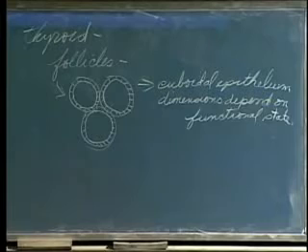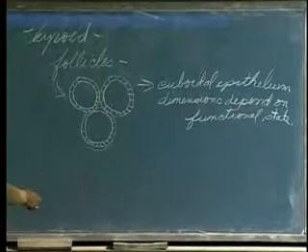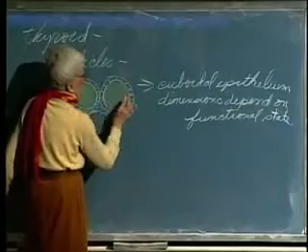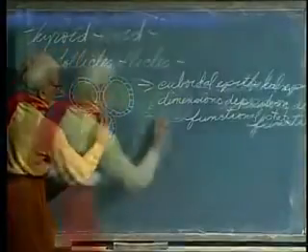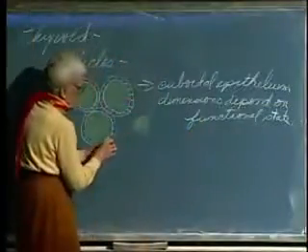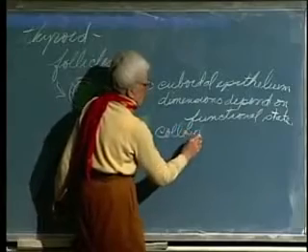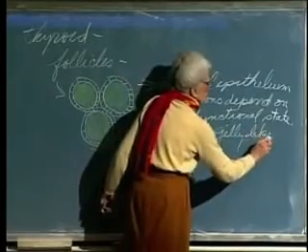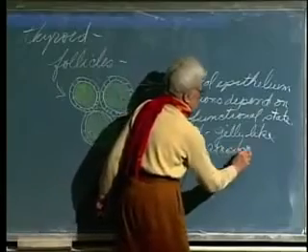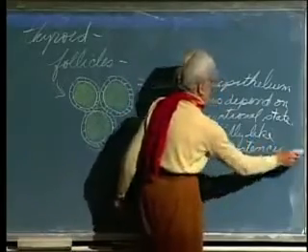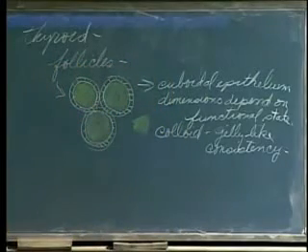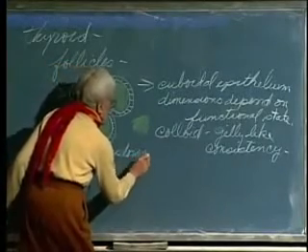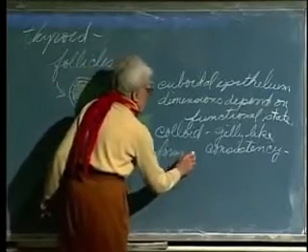Now, the follicles are filled with what is called a colloid, which is a gelatinous substance. So the green is colloid. A jelly-like, we could say, consistency. And it contains the storage form of the thyroid hormone.